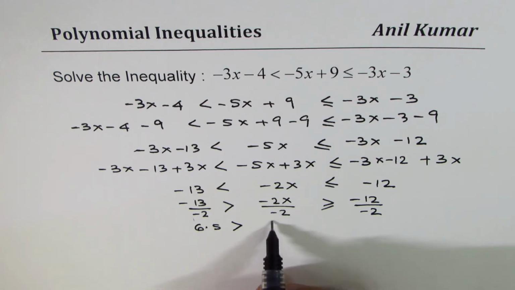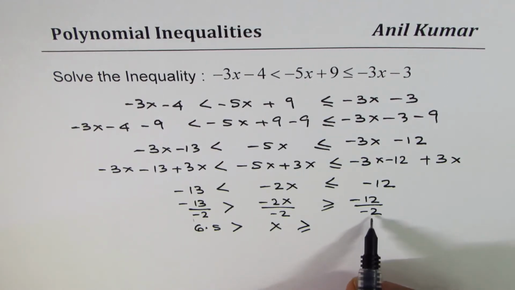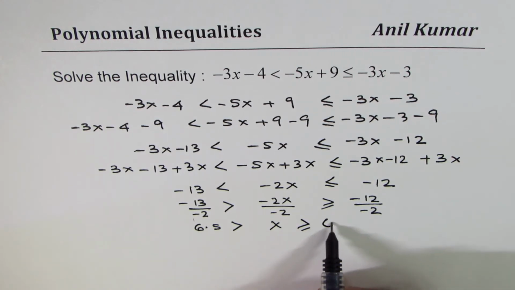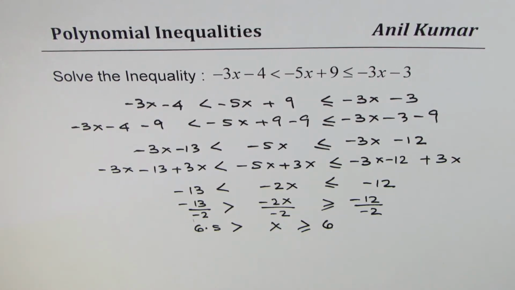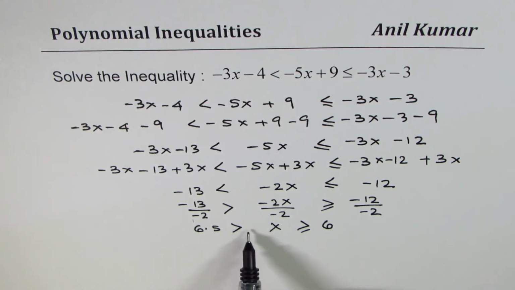And then this is x, okay? So x is greater than or equal to, what is this number? It is 6. So that is what you get as a solution. So it says that x is greater than or equal to 6 but less than or equal to 6.5, correct? So that makes sense.